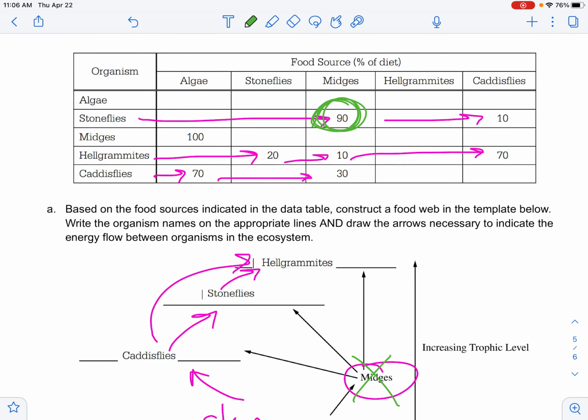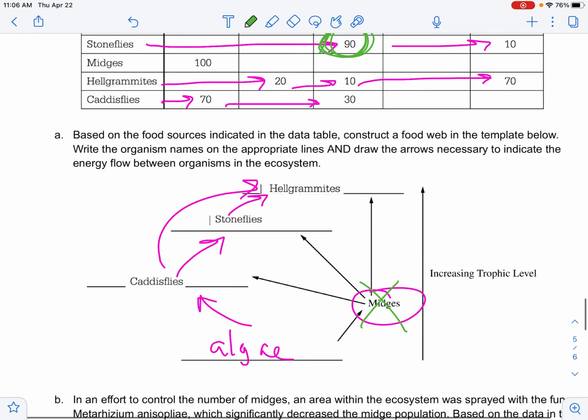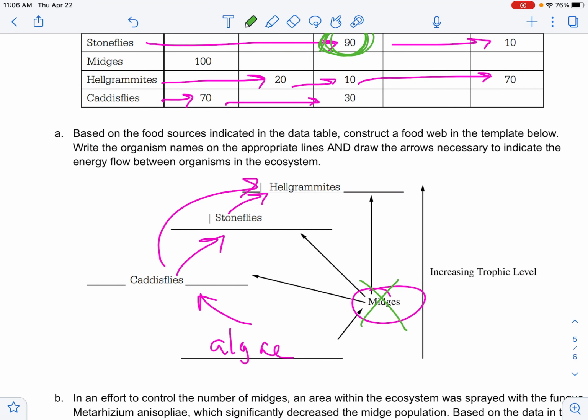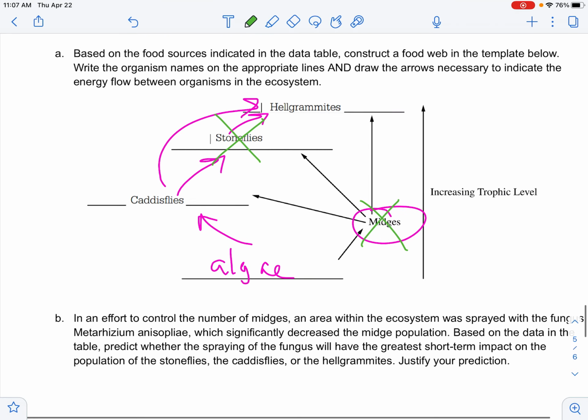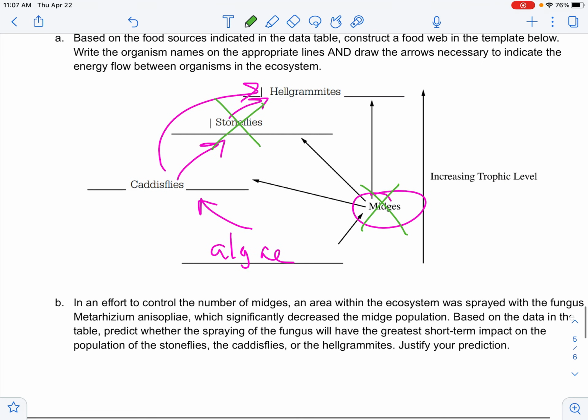Stoneflies. 90% of their diet is midges. If you took away 90% of someone's diet, they're not going to do very well, and they might perish, right? And so the 2-point answer to this question is to identify stoneflies as the most immediate population short-term impact, and the reasoning is because 90% of their diet is midges.